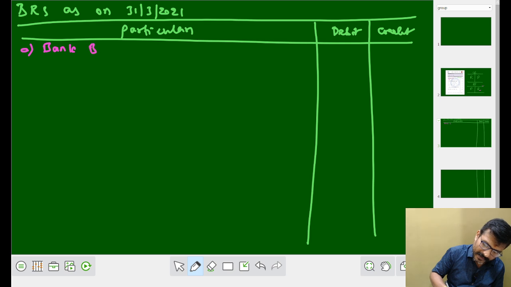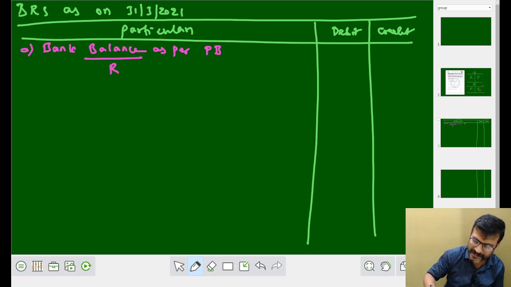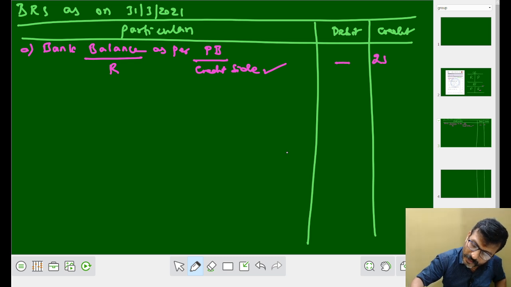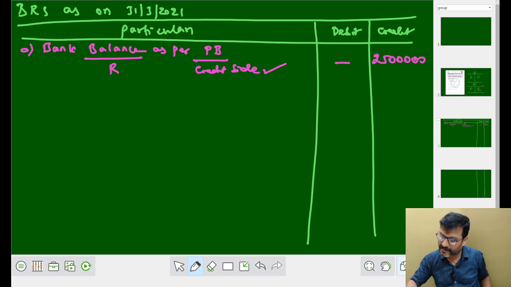So we have to write in our answer sheet, A point, bank balance as per passbook. Balance means receipt. Receipt in passbook means credit side. So where am I supposed to take it? In the same credit side, with an amount of rupees 25 lakhs. A big amount. Try to be careful in putting zeros, 25 lakhs.